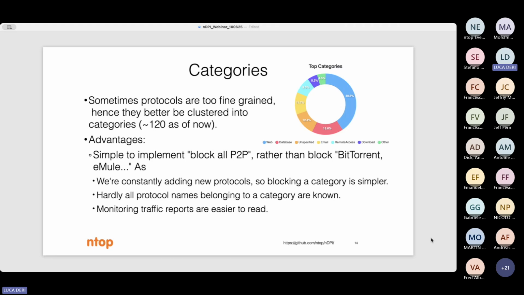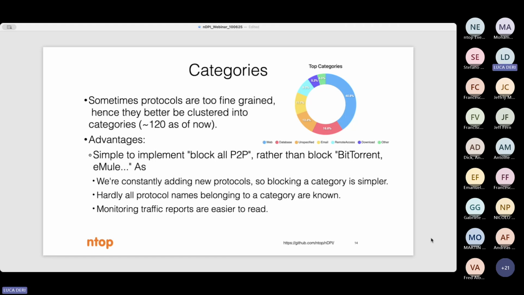And I challenge you that not all of you, even today, or myself, know all the peer-to-peer protocols, but it's easy to say block peer-to-peer because nDPI, when registered for the protocols, knows the category. Knowing the category, you can do in one shot what you could otherwise do by adding various protocols, which is more complicated.